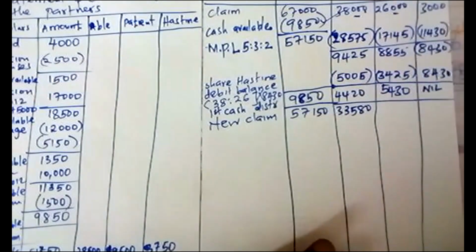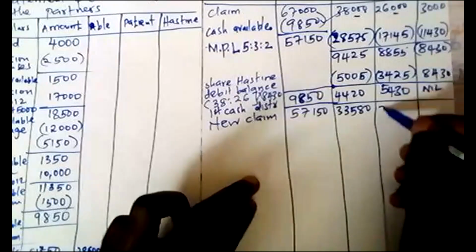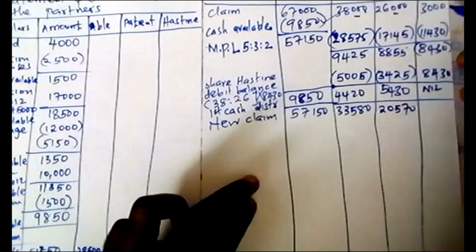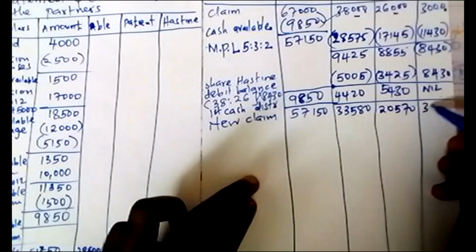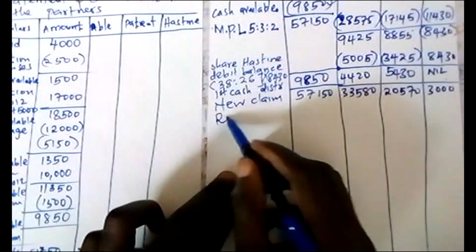Do the same with Patient. 26,000 minus 5,430. A bit faster. 20,570. And then the last one, remember he was claiming 3,000. He never received anything, so we have 3,000, because he was insolvent. Then now we move to the next realization.